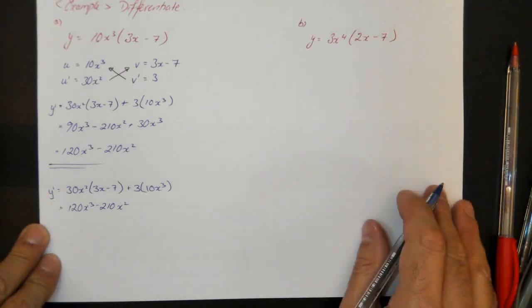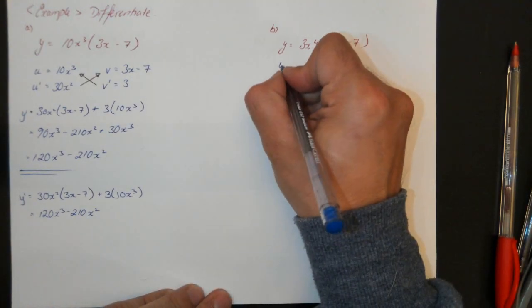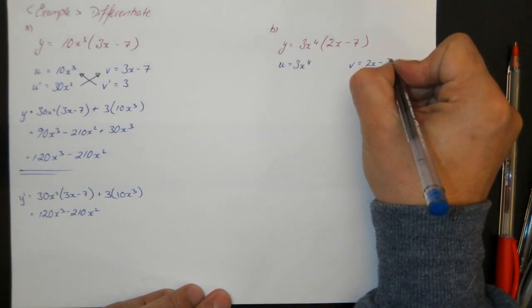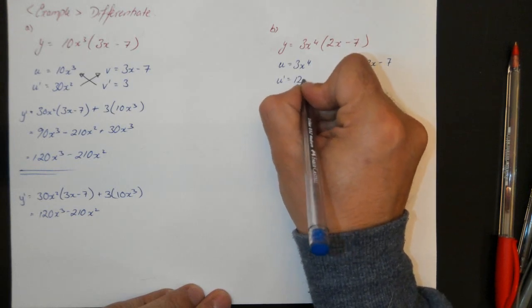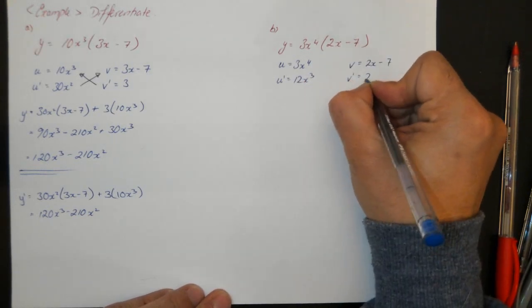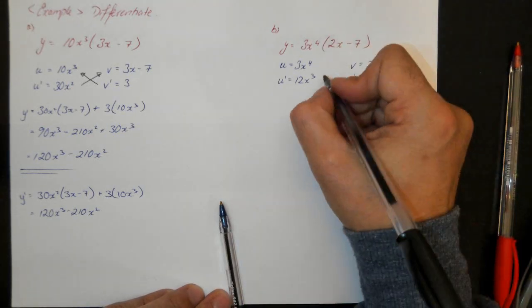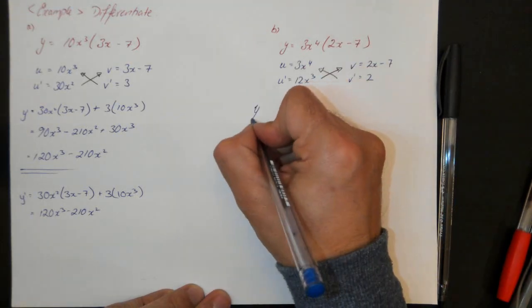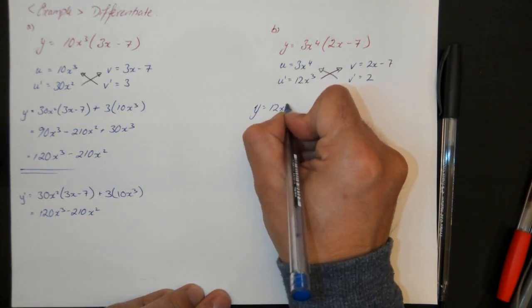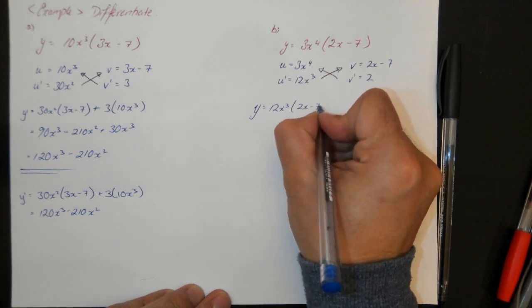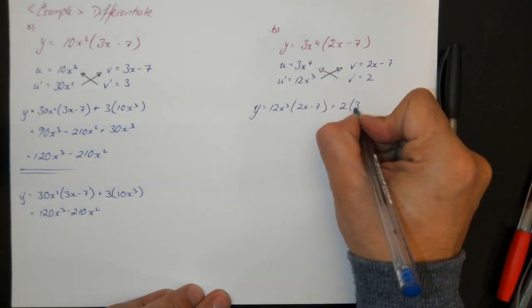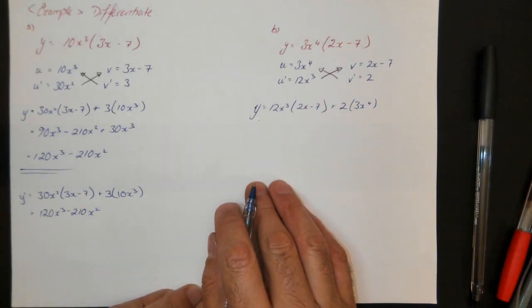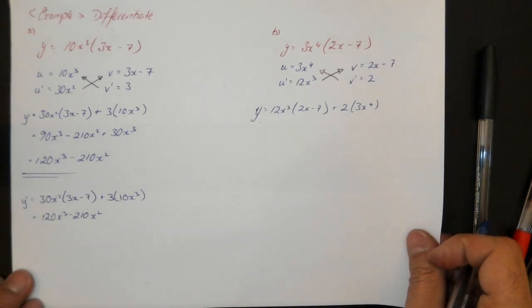Alright, same thing. So we're going to let one term be 3x to the power 4 and the other term be 2x minus 7. Differentiate each part. And we're going to multiply and add. So y dash is 12x cubed (2x minus 7) plus 2 lots of 3x to the power of 4. And then you can expand and collect like terms.